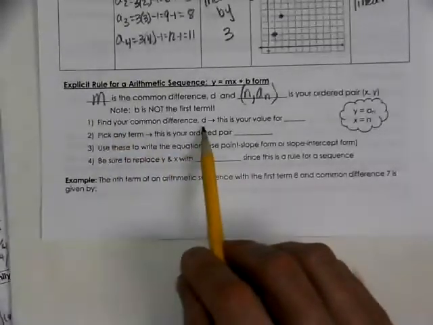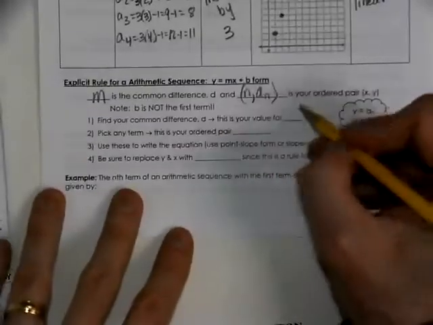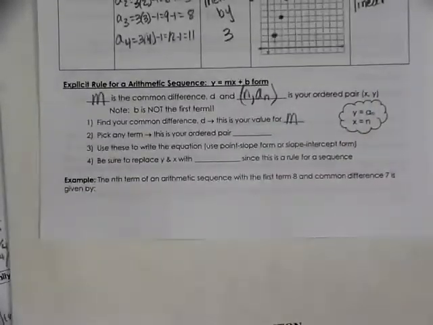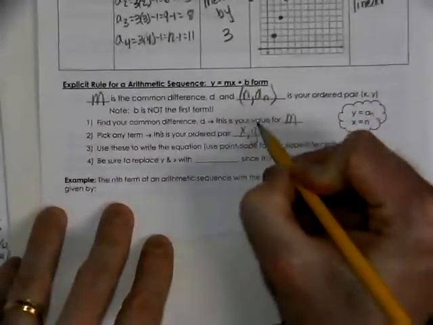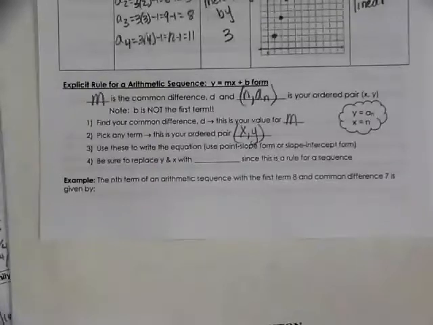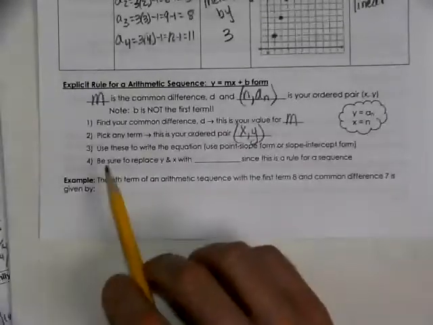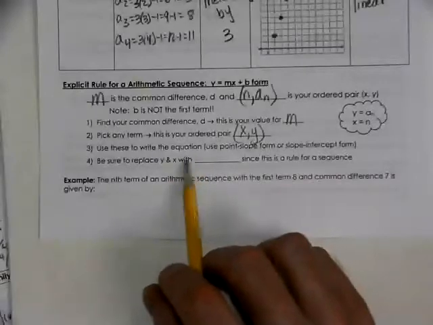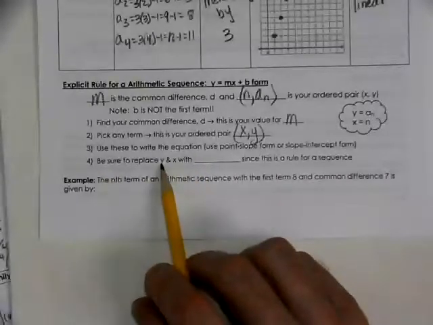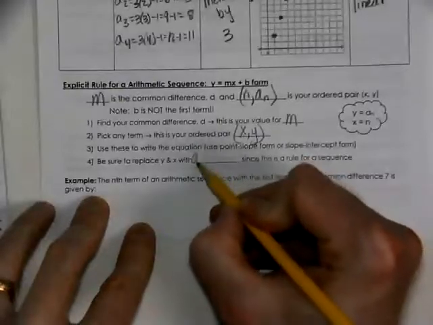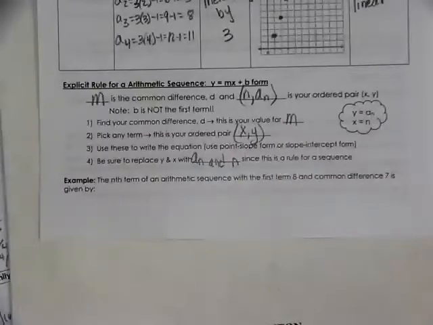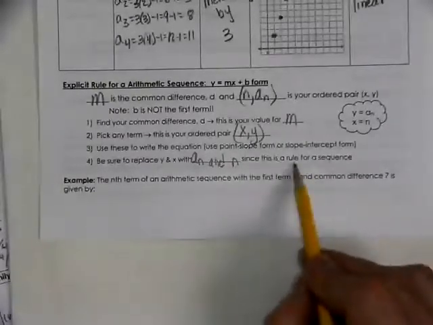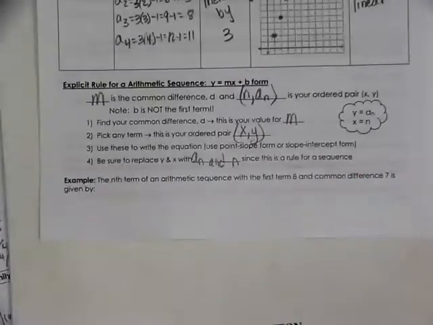We're going to find our common difference, and this is going to be our slope. And we can pick any term, and that's going to be our x comma y value for our equation. We're going to use this to write the equation, and we're going to be sure to replace the y and the x with a of n and the n, since that's what's used for a sequence.